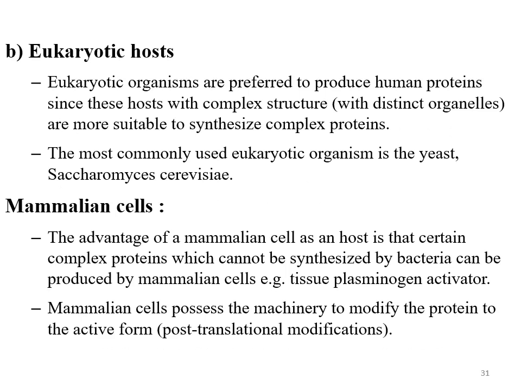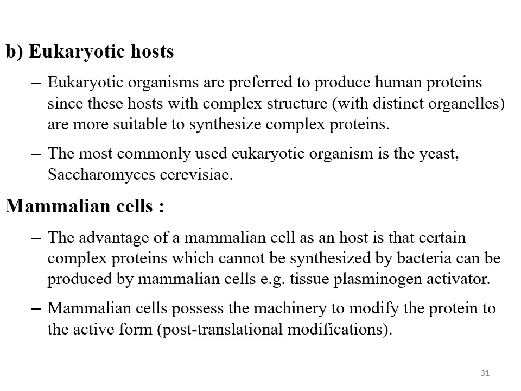Eukaryotic cells can also act as a host for recombinant DNA technology. Many eukaryotic organisms are preferred to produce human proteins due to their complex structure, which is more suitable to synthesize complex proteins. The most commonly used eukaryotic organism is the yeast, Saccharomyces cerevisiae.